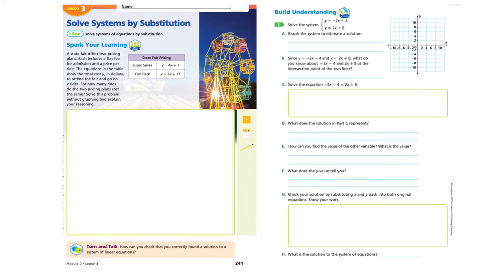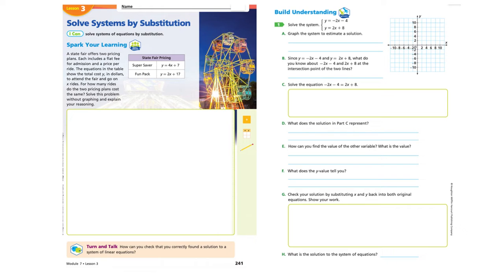Welcome back. Now we're in lesson 3 of module 7. So if you remember in lesson 2, you were solving systems by graphing. In lesson 3 here, we're going to be solving systems by substitution. So by the end of this lesson, you should be able to say, I can solve systems of equations by substitution. So let's look at the Spark Your Learning.